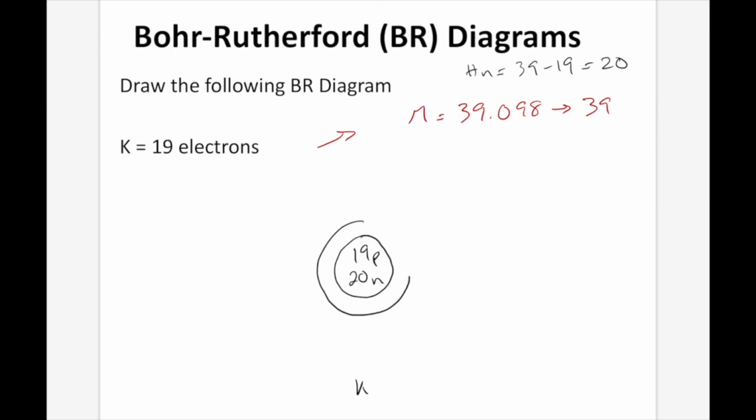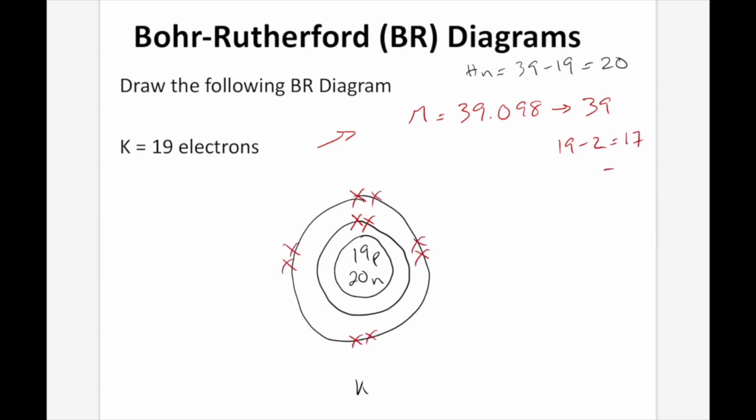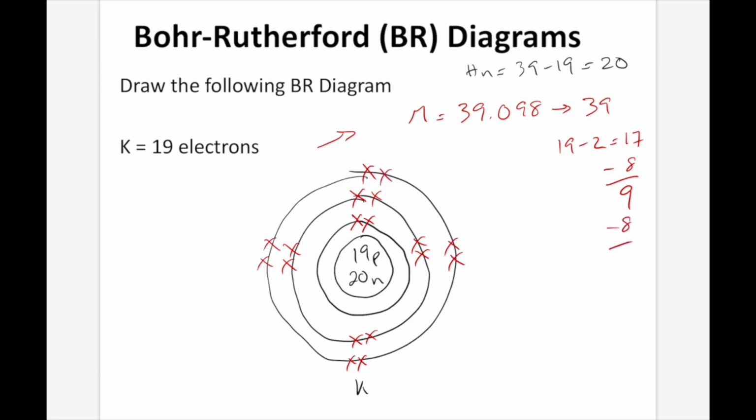We're going to draw our first orbit, and we're going to put our 2 electrons, 1, 2. We're going to draw our second orbit. We started with 19, we used 2, we have 17 left. So we're going to go north, south, east, west, north, south, east, west. We used 8, we have 9 left over. We're going to draw another orbit. We're going to go north, south, east, west, north, south, east, west. We used 8, we have 1 left.